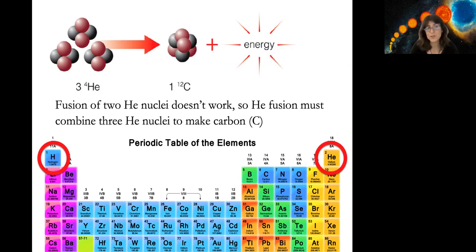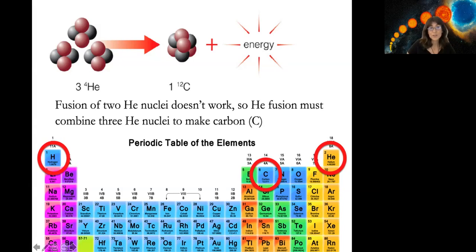If you put two heliums together, you would think, okay, so I get number 4, which is beryllium. Turns out that beryllium is not a stable element, and so you can't make it just with fusion. We don't have time to cover all the reasons why, but it doesn't work. So what needs to happen is actually 3 heliums coming together, so that you end up with an element that has 3 times 2, 6 protons. So what is that? 3, 4, 5, 6. Here it is. So you get 3 heliums, and that gives you a carbon.